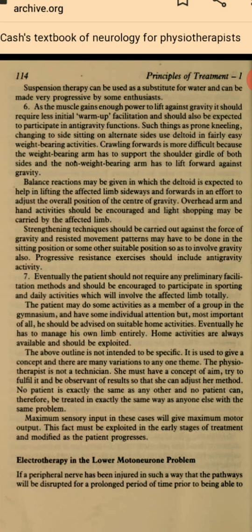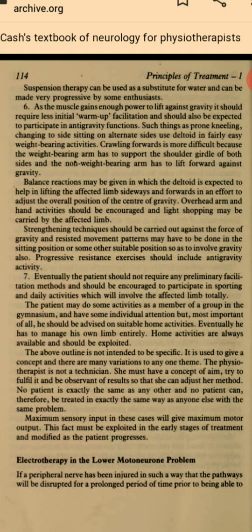Overhead arm and hand activity should be encouraged, and light shopping may be carried by the affected limb. Strengthening techniques should be carried out against the force of gravity, and resisted movement patterns may have to be done in the sitting position or some other suitable position so as to involve gravity also. Progressive resistance exercises should include anti-gravity activity. Eventually, the patient should not require any preliminary facilitation methods and should be encouraged to participate in sporting and daily activities which will involve the affected limb totally.